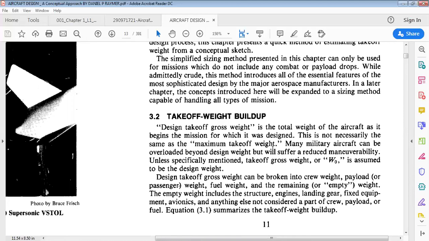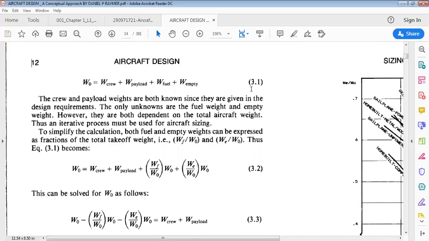Therefore, design takeoff gross weight is the total weight of an aircraft which is designed to perform the particular mission we assign to that aircraft. I will tell you exactly what this is. See here in this equation. You can see W naught. Please make a note of it. W naught is nothing but W crew plus W payload plus W fuel plus W empty.